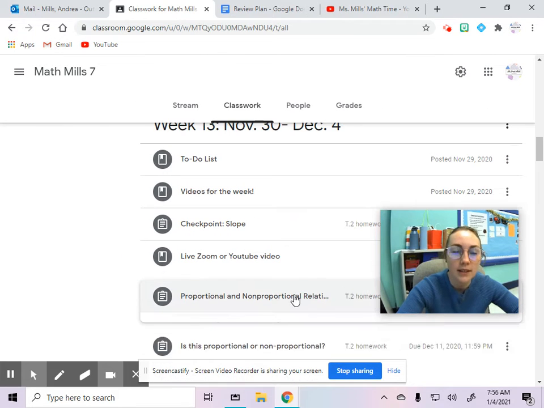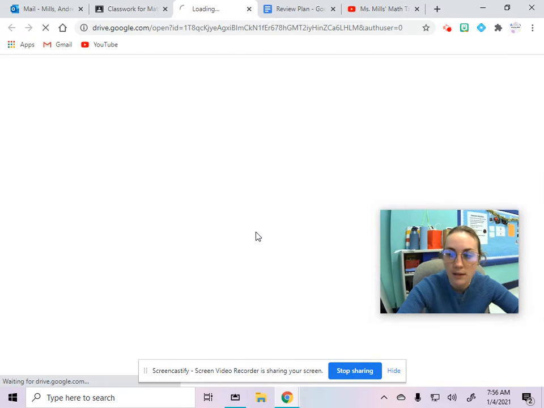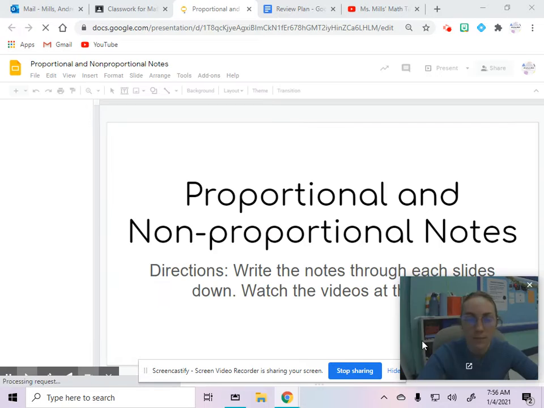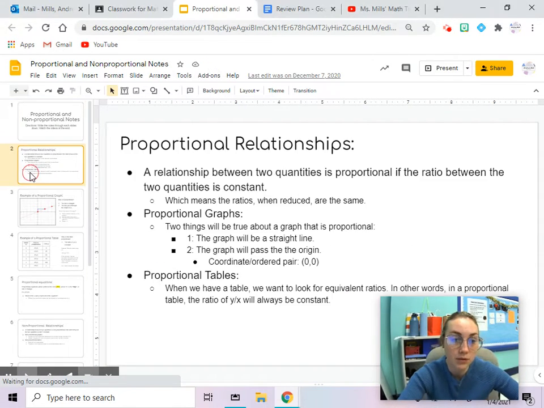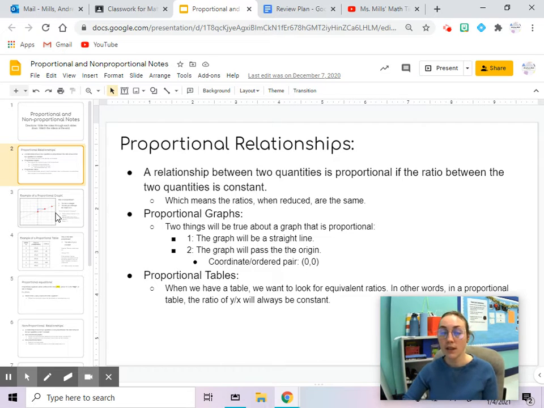All right, here it is. So here are the notes. Let's go ahead and talk about them real quick again. So this is going to be quick. Proportional, non-proportional notes. A proportional relationship means that two quantities are proportional and the ratio of the two quantities is going to be constant. So if you pick two ratios of this graph, the ratios when reduced are going to be the same number.